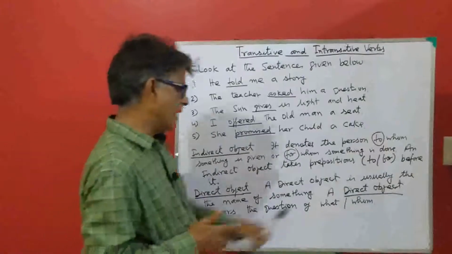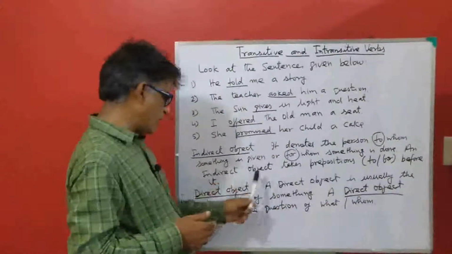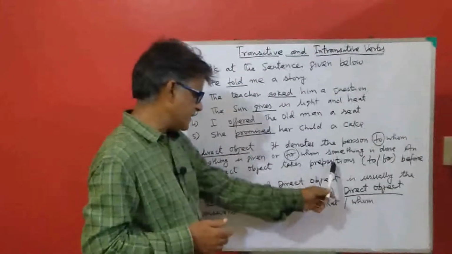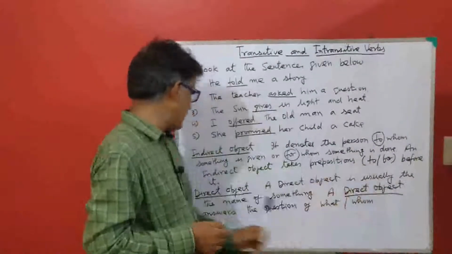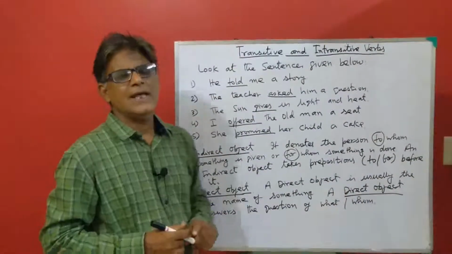Indirect object. Now an indirect object takes the preposition to and for before it.